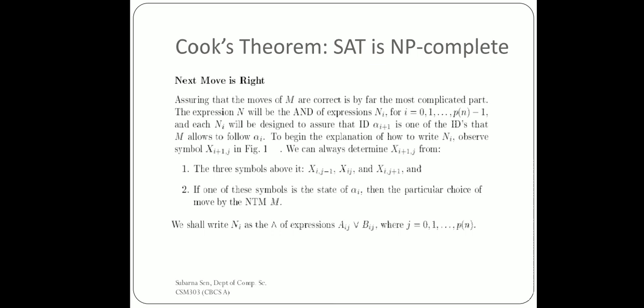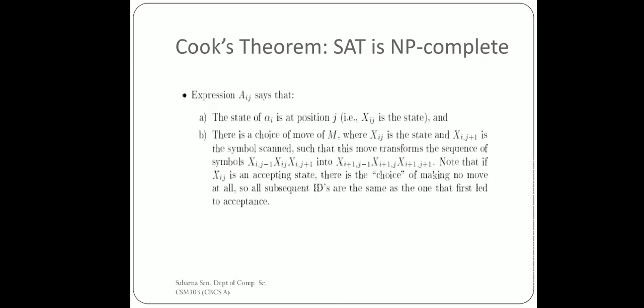Now if one of the symbols is the state alpha i, then that is the particular choice of move by NTM M. That means if any of these symbols has a state alpha i, then the move will be right. Here we will consider two conditions. One will come under A of ij, another under B of ij, and if any one of them is satisfied, then the next move will be correct.